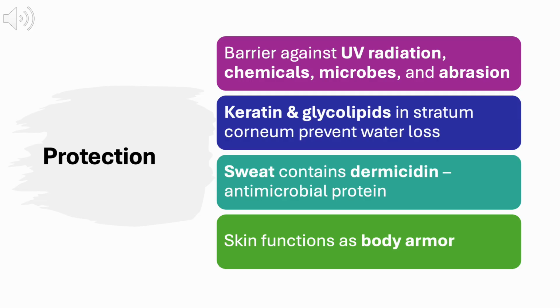In addition, sweat glands secrete dermicidin, a natural antibiotic that inhibits microbial overgrowth on the surface of the skin. Even something as everyday as a cut, a piercing, or a tattoo breaches this defense. And though popular, such breaches can lead to infections or transmission of blood-borne diseases if not properly managed.